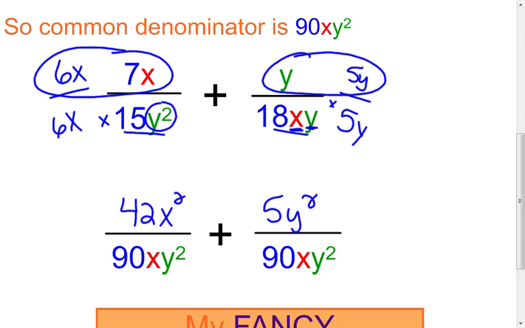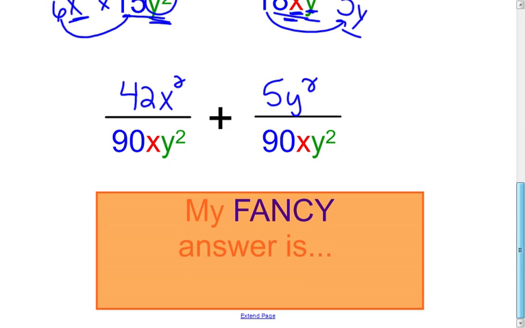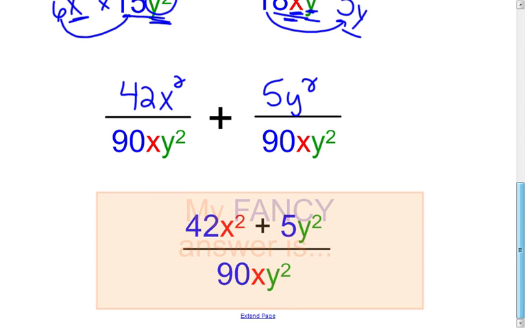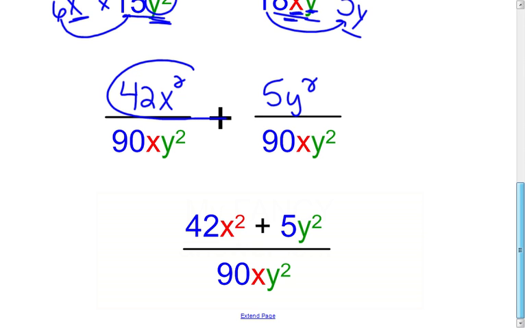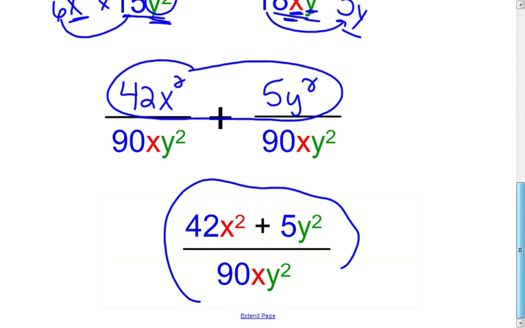Of course, on the bottom, just double check this. 6 times 15 is 90, x, y squared. And over here, 18 times 5 is 90, x, and then y times y gives me y squared. So make sure both of your denominators are the same, which they are here. And once you have common denominators, when you add fractions, you add the top and you leave the denominator. So I'm going to combine these two on the top. If I had like terms, I would combine them, but x squared and y squared are not like terms, so I can just write it as 42x squared plus 5y squared. And then, of course, your common denominator is 90xy squared. So that is this one.